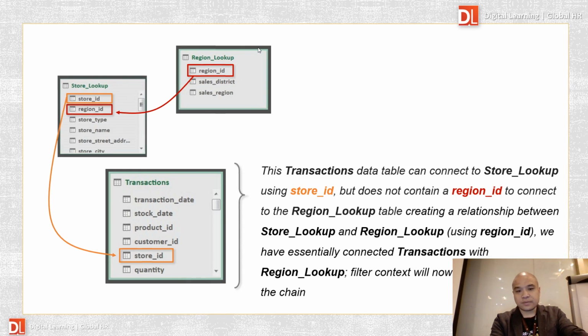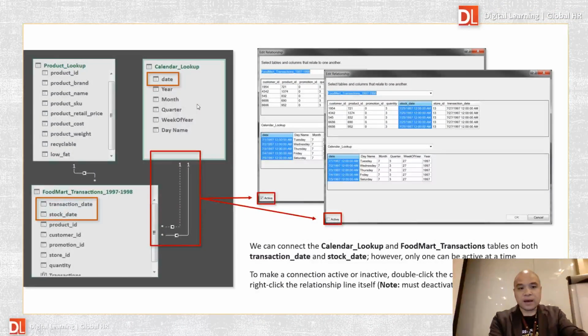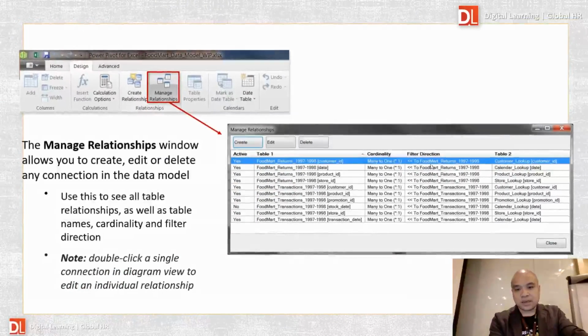This I have already mentioned. If you would like to have a look at the detailed information about the relationship between each table, then you may click the Manage Relationship button in the PowerPivot application. Here it will show you the relationship, whether it is a many to one or one to many relationship, and it will also show the direction as well.